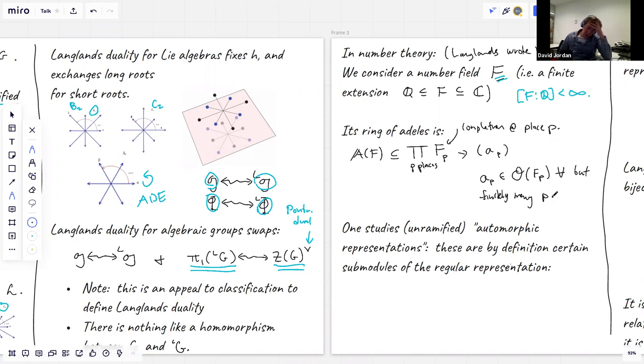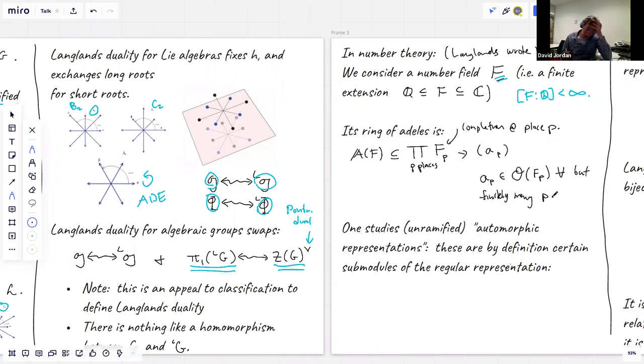I'm not going to talk too much about the motivation for why one studies the ring of adeles, but we'll see a geometric incarnation of this in a little bit. I guess what I want to say is that somehow you're trying to study this number field geometrically by thinking about the infinitesimal neighborhoods of every possible prime occurring in the field.